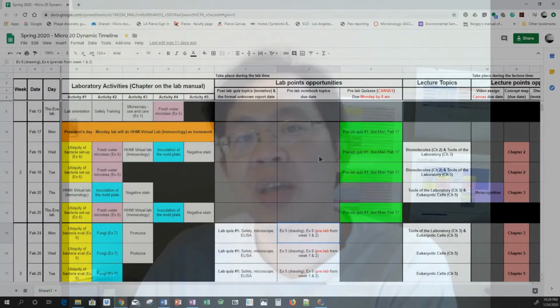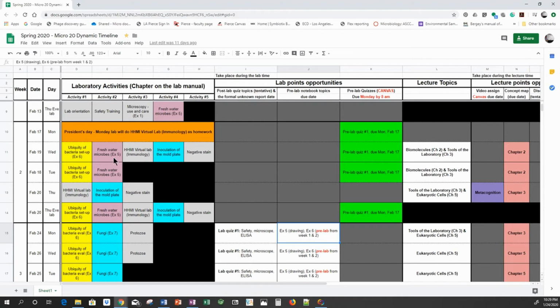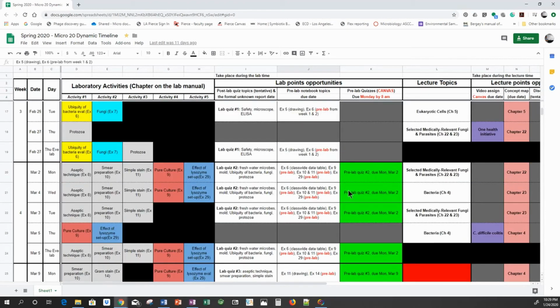So what topics are covered in the pre-lab quizzes? As I mentioned in the previous video, pre-lab quizzes always cover lab exercises that you will be performing in that week. For example, if you look at week 2 right here, you will be doing exercise 6 and exercise 5, and some other potential lab activity over here, and therefore the pre-lab quiz on week 2 will only cover exercise 5 and 6.